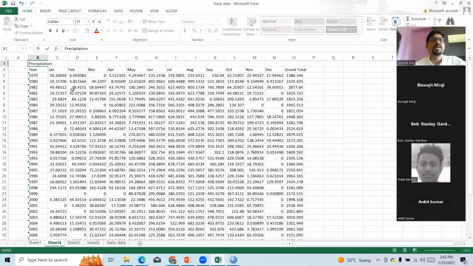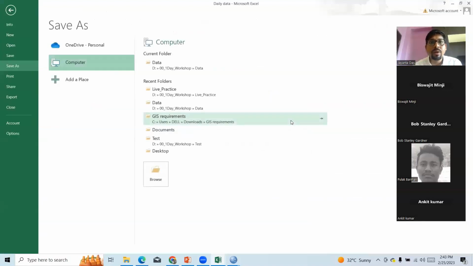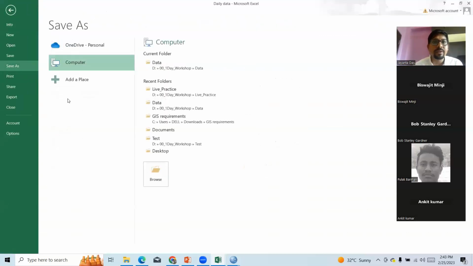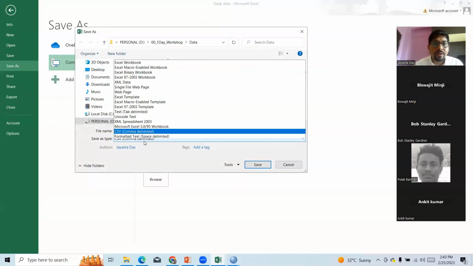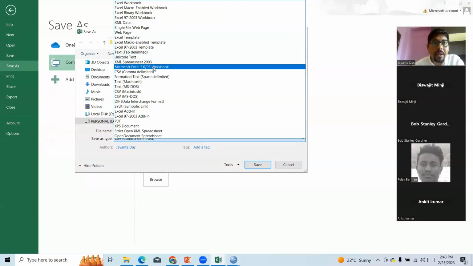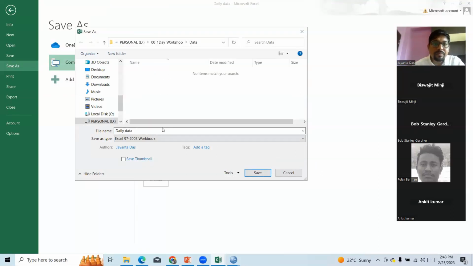This way, we can convert our monthly data. This is in Excel format. No, I think this is a CSV format. So we have to save it. I have to save it in Excel, 97-2003 workbook. Monthly.